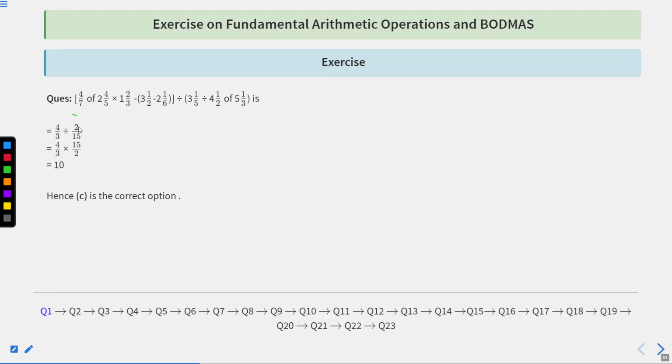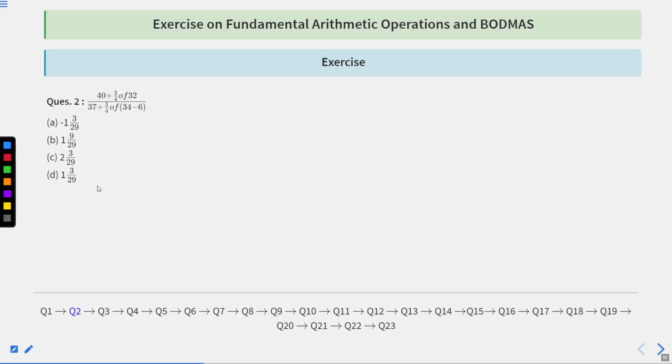So this can be further simplified to 4 upon 3 divided by 2 upon 15. And it can be rewritten as 4 upon 3 times 15 upon 2, which when simplified, this goes here by 2, and 3 times 5 is 15. So we'll have 2 times 5 as 10. So the correct option here is option number C.